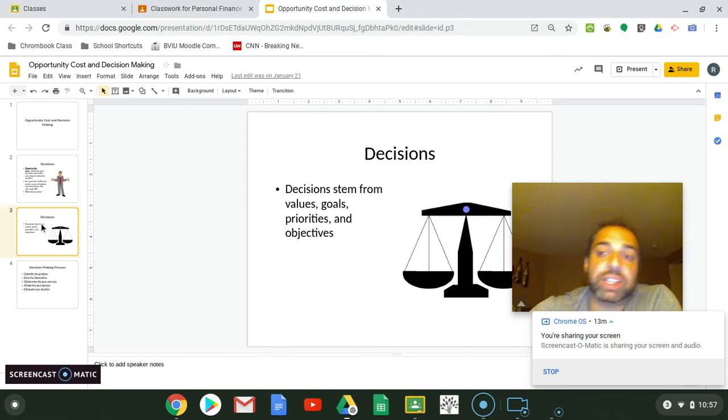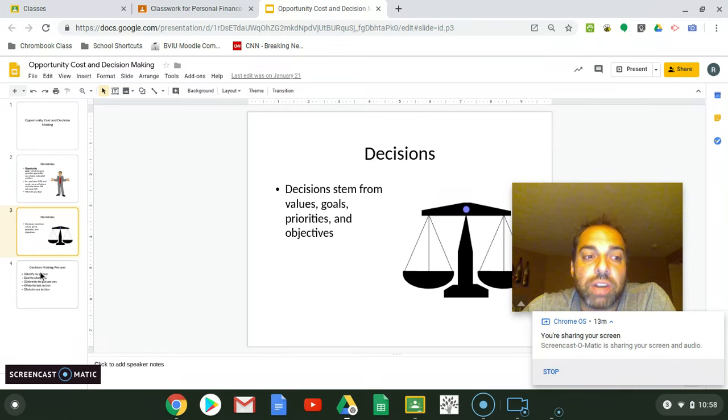Your decisions are going to stem from what you care about. Some people care about partying. Some people care about saving for college. Some people care about getting a nice car. Some people want to have a nice house. Some people want to have new clothes all the time. Cool. Whatever it is, it is. I just want you to be realistic about what you care about most.